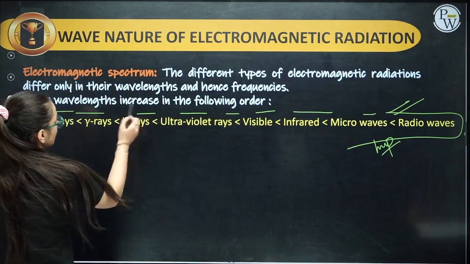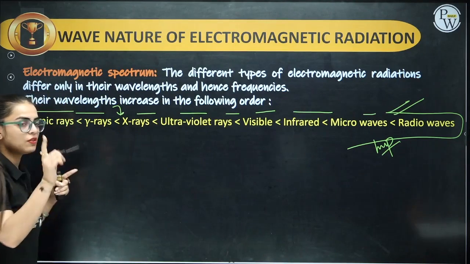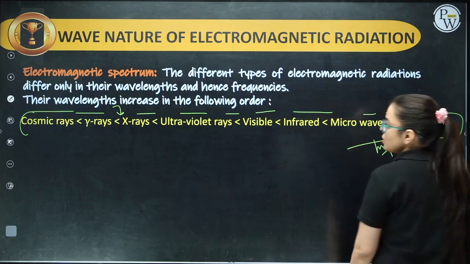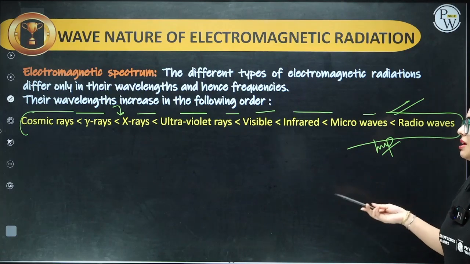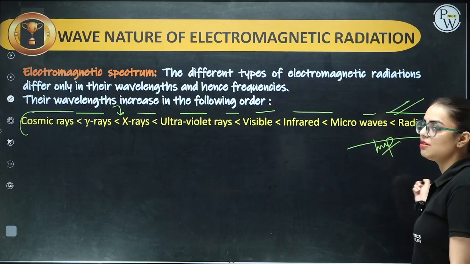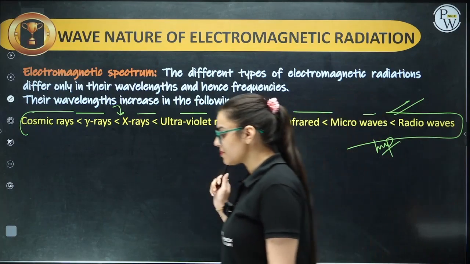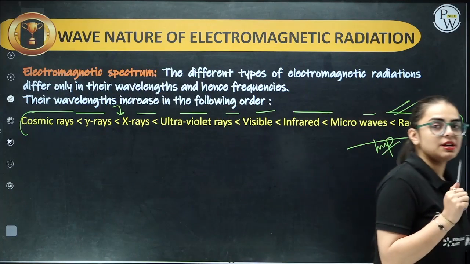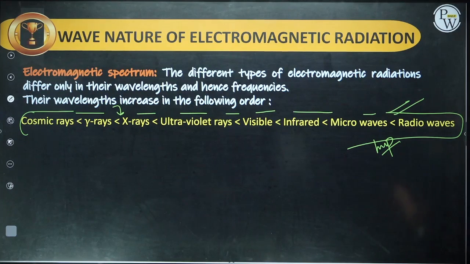So the wavelength increases in the following order. If this is the order of wavelength, the frequency order will be the opposite of this, right? So always remember this order. You need to learn it. It is cosmic rays, gamma rays, X-rays, UV rays, visible, infrared, micro, and then the radio waves. Clear? Everybody please write it down so that now we can learn in depth about the wave.